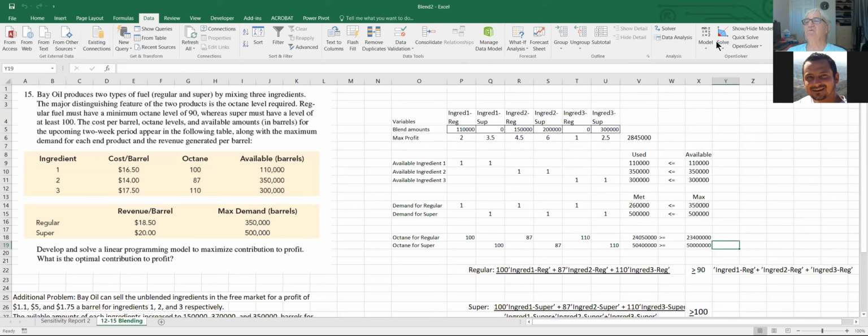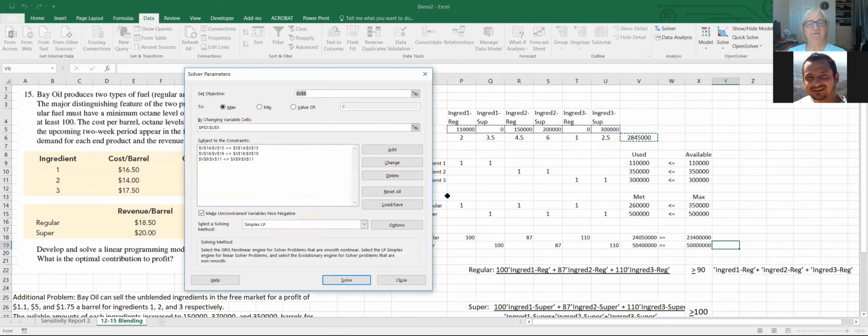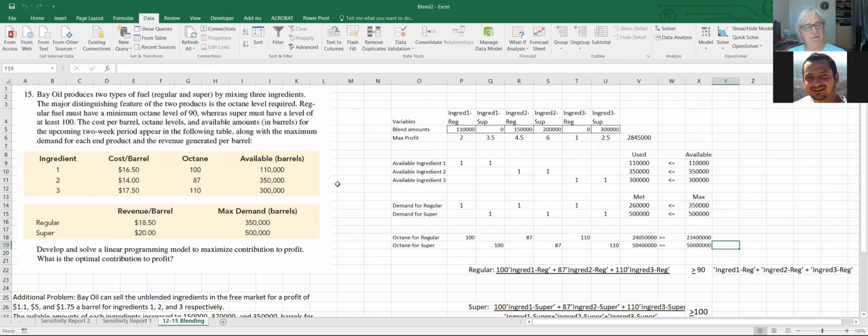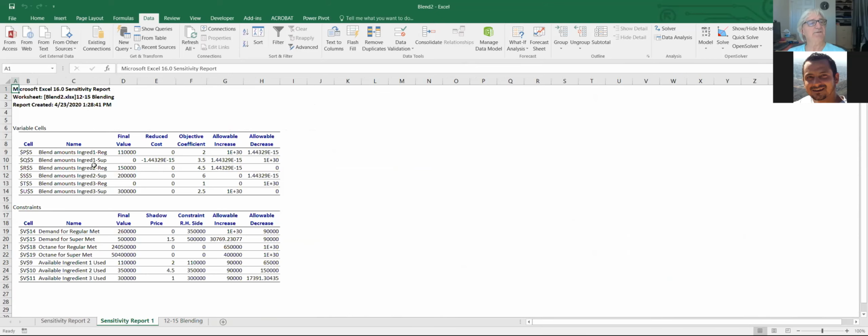So I'm going now to run sensitivity analysis on this model, you see? And so I solve it first, and then sensitivity analysis is requested. And I get a report here on the left. And this is the report.